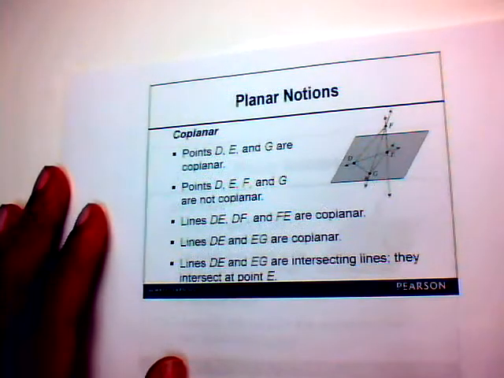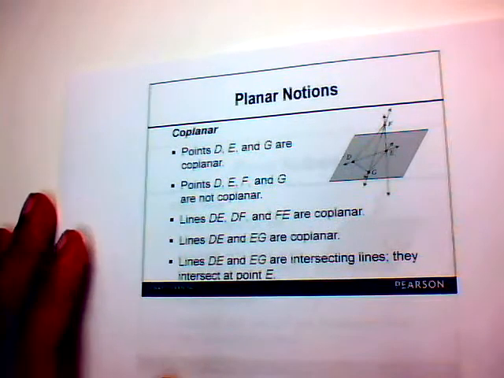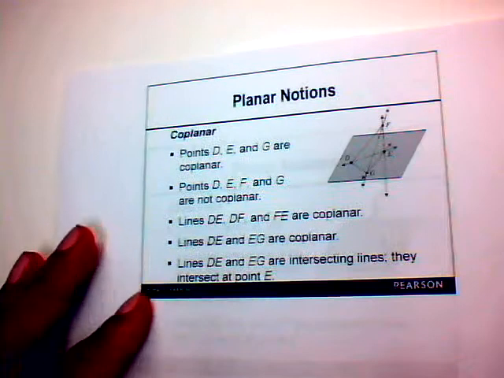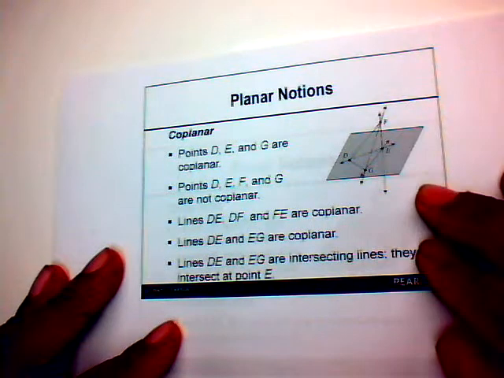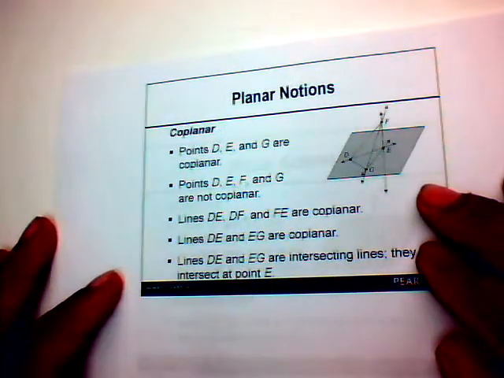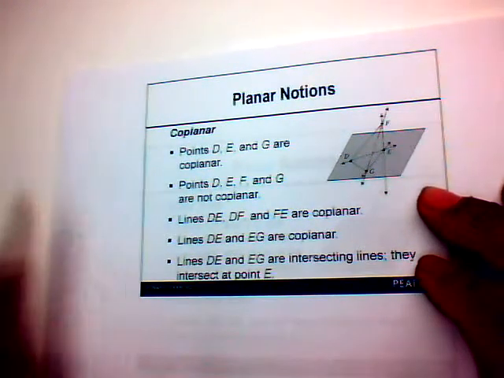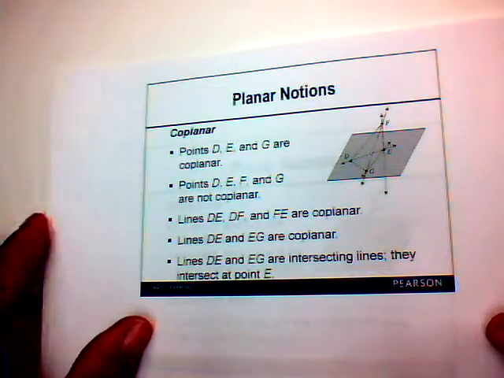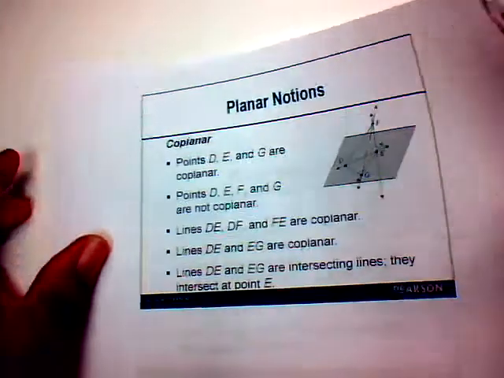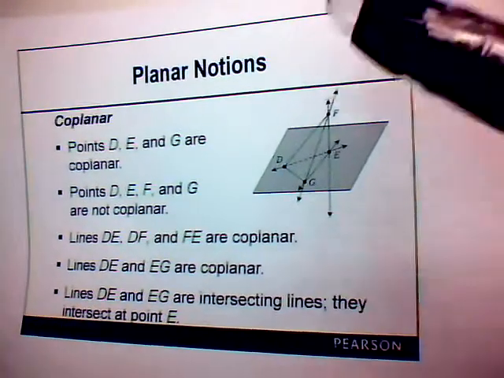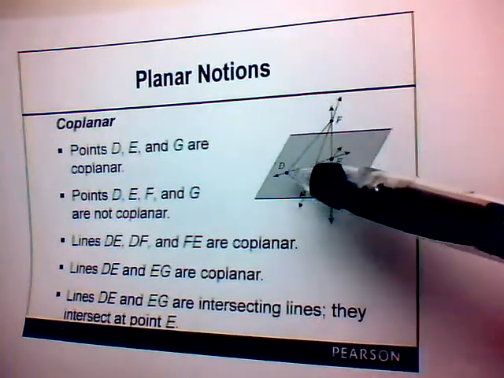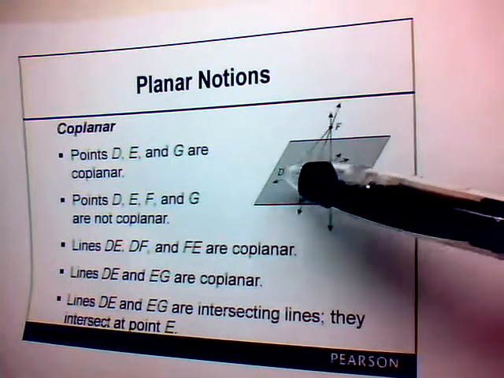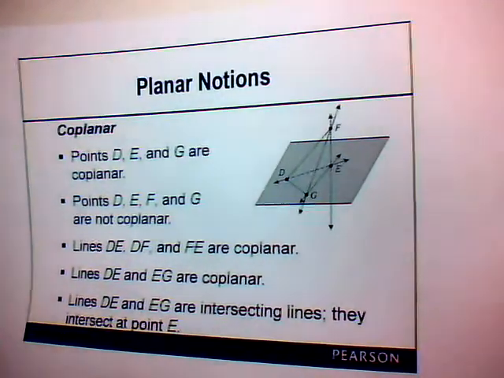Okay, let's look at some planar notations, like coplanar. Here we have a geometric figure with some points that are on the plane. Coplanar is this: you have points D, E, and G. They are coplanar. So in this case, we have points D, E, and G. They're on the plane, so that means those points are coplanar.